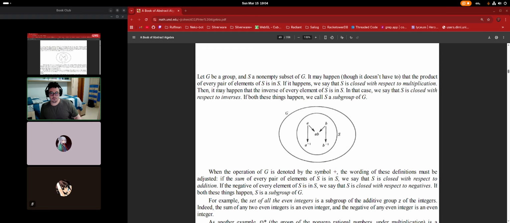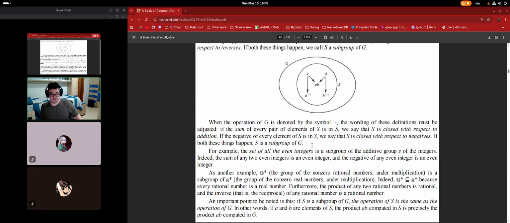Let G be a group and S a non-empty set of G. It may happen that the product of every pair of elements of S is in S. If it happens, we say that S is closed with respect to multiplication. Then it may happen that the inverse of every element of S is in S. In that case, we say that S is closed with respect to inverses. And then we have this picture that sums it up pretty well.